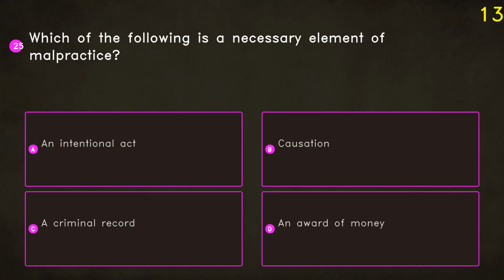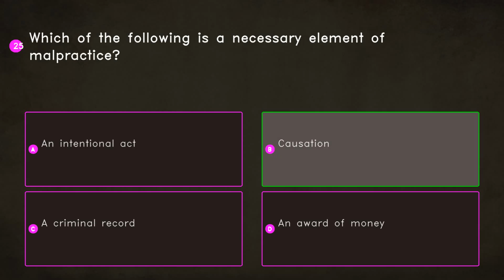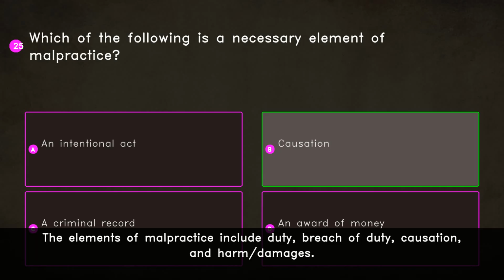Question 25. Which of the following is a necessary element of malpractice? A. An intentional act. B. Causation. C. A criminal record. D. An award of money. The correct answer is causation. The elements of malpractice include duty, breach of duty, causation, and harm or damages.